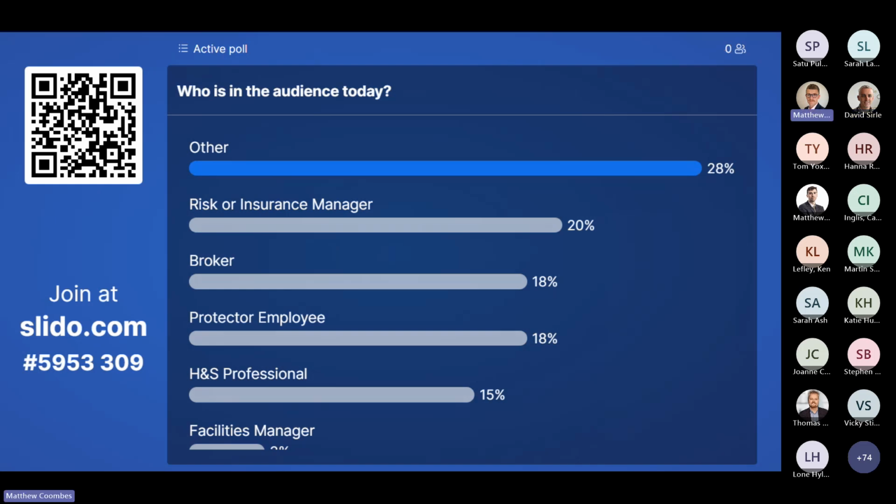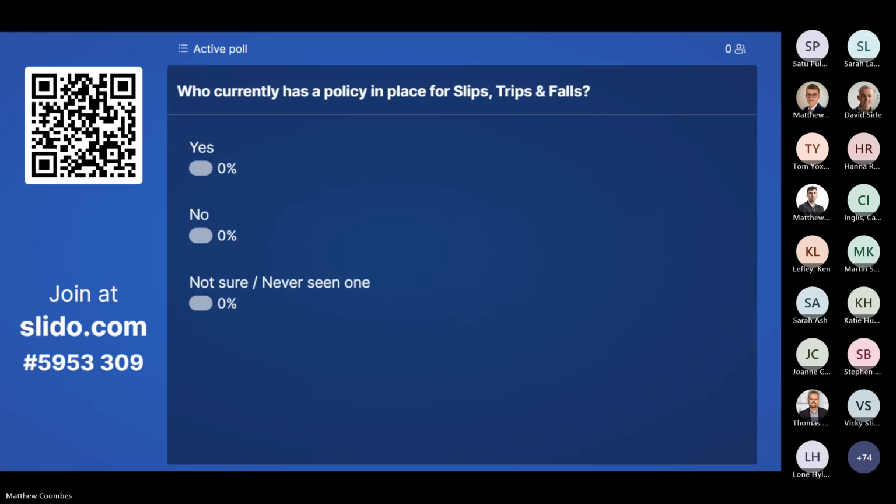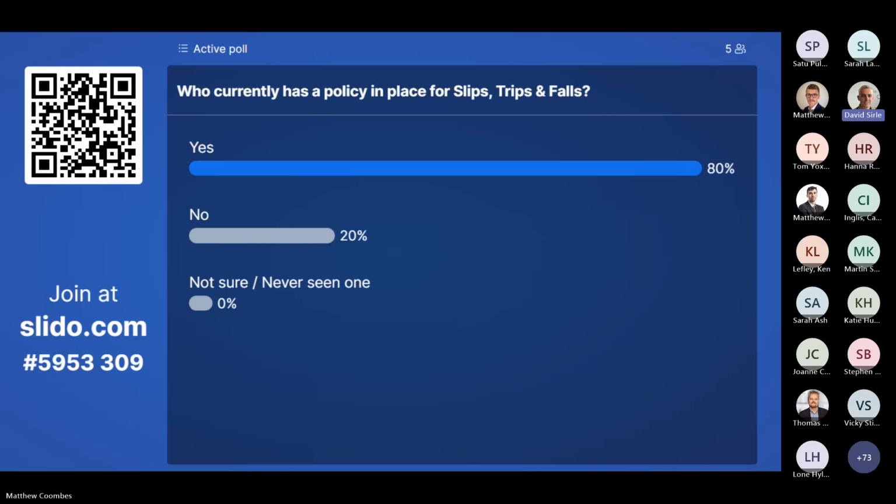Okay, let's move on. So the second sort of participation we want to get is we want to understand who has a policy in place for slips, trips and falls. If you're an employee and you're unaware if your company has one, then please select no or not sure. Or if you're 100% confident your company does have a policy in place for slips, trips and falls, then please select yes.